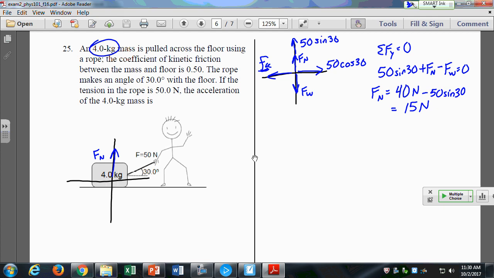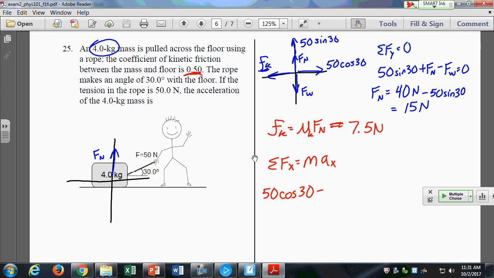And then, now that I know my normal force, I say Fk equals mu Fn. Mu is 0.5, so it's going to be equal to 7.5 newtons. That's 0.5 times 15. And then, the last step, sum of the forces in the x is max. That's 50 cosine 30 minus 7.5 equals the mass, which is 4 times a.